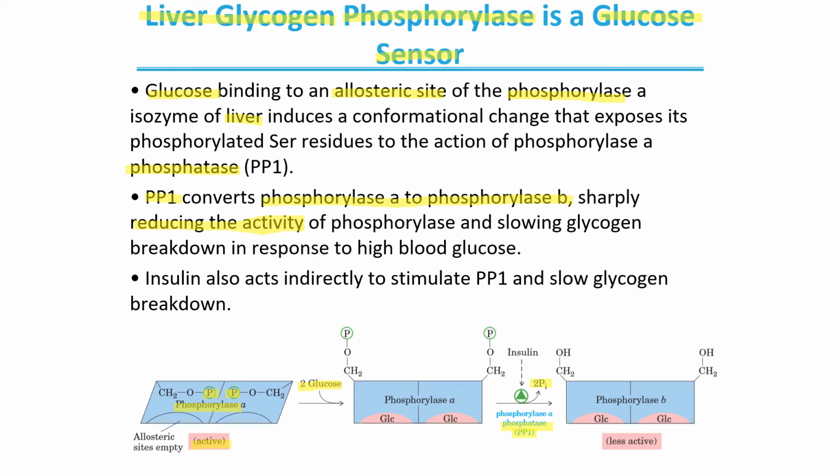As we can see, the two Pis going out. Therefore, this phosphorylase loses its phosphates and becomes dephosphorylated, which is the less active form. So insulin basically indirectly stimulates the PP1 and slows down the glycogen breakdown, and it also inhibits this phosphorylase enzyme. Again, the same effect stops the breakdown of glycogen.